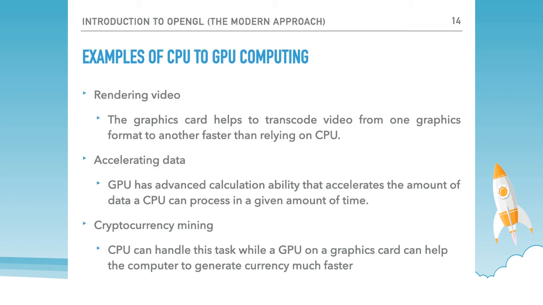The last but not least, cryptocurrency mining. Obtaining virtual currencies like Bitcoin includes using a computer as a relay for processing transactions. While a CPU can handle these tasks, a GPU on a graphics card can help the computer to generate currency much faster.